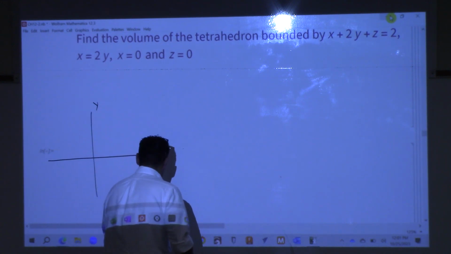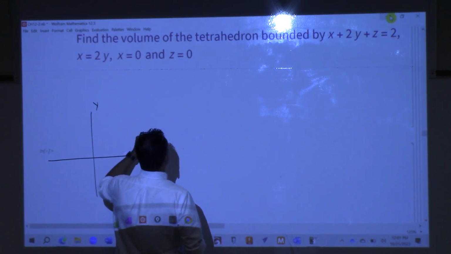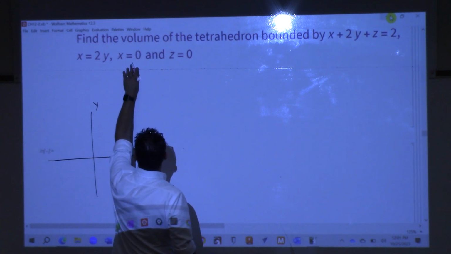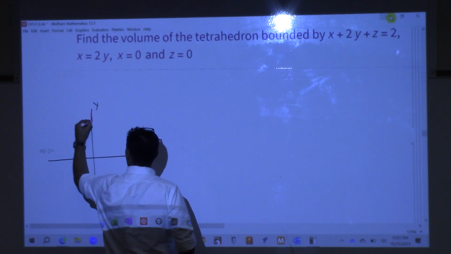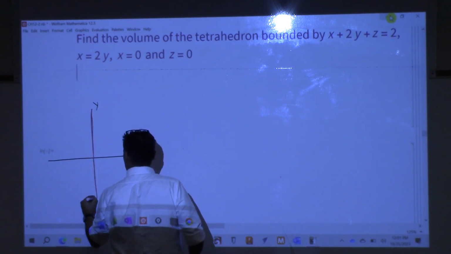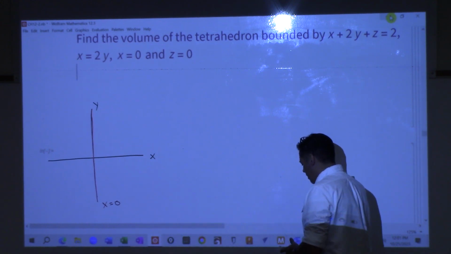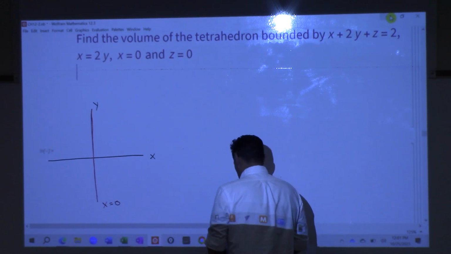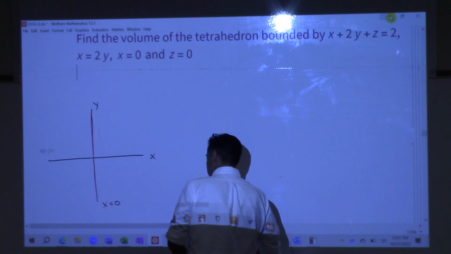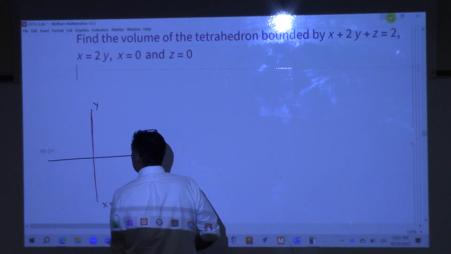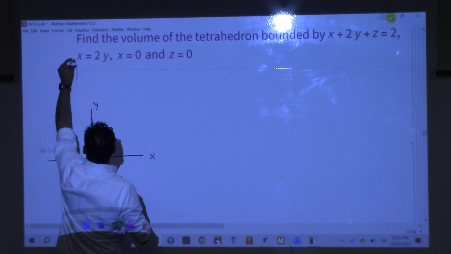Let's draw these one at a time. Let's start with the easiest one. X equals 0. I can draw that in 2-dimensional space, right? Yep. X equals 0 is the y-axis. Okay. Now, x equals 2y. Let's do that. Let me label this. That's x equals 0. For this one, let me write it this way.